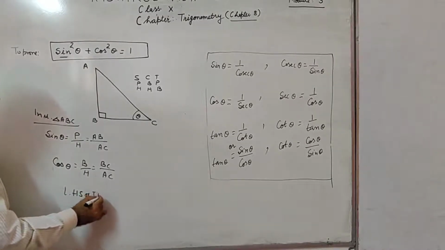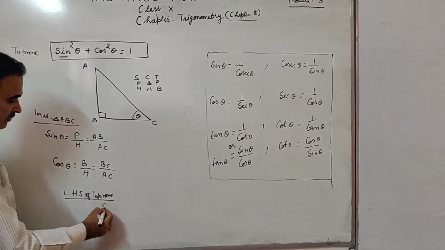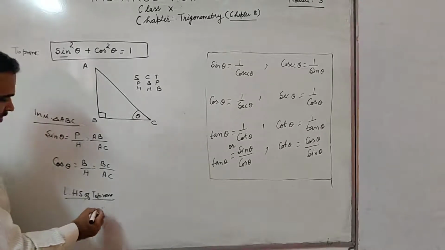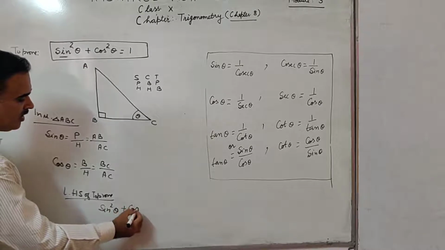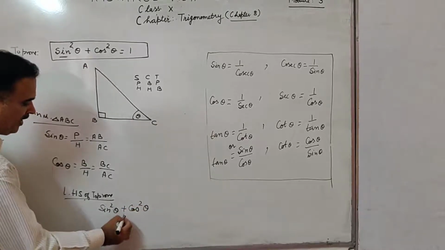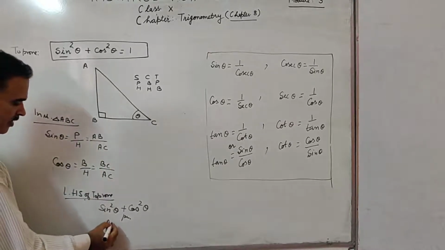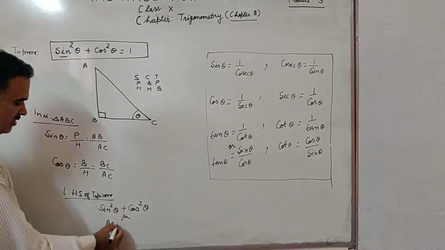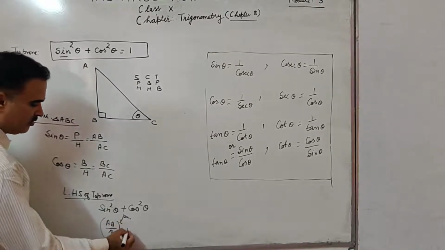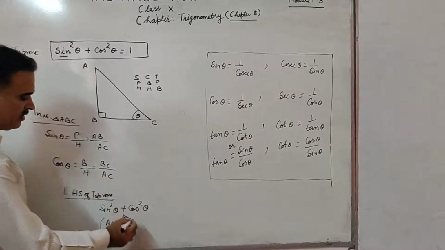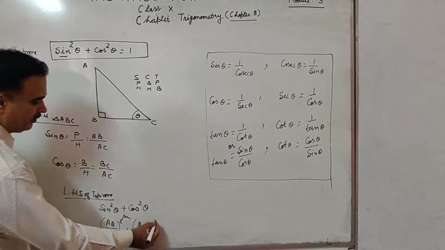To prove the LHS, sin square theta plus cos square theta. Putting values, sin theta is AB by AC, so AB by AC whole square, plus cos theta is BC by AC, so BC upon AC whole square.